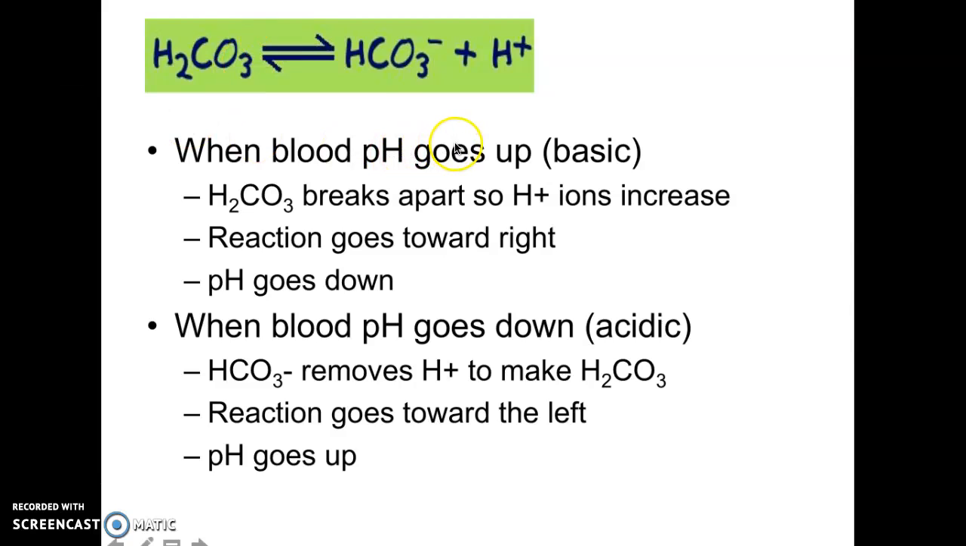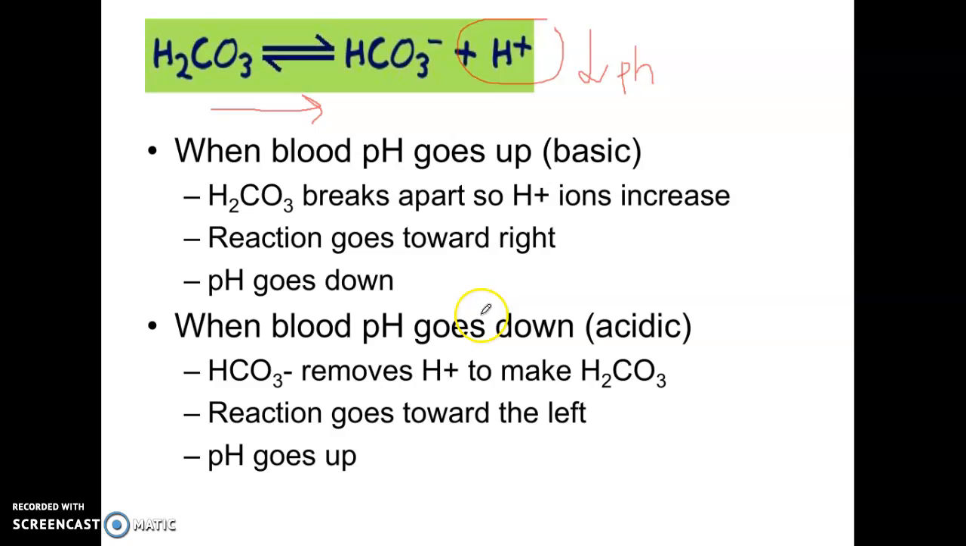So if our blood pH goes up, so the number goes up, it's considered more basic. What's going to happen is the carbonic acid is going to break apart, so the hydrogen ions will increase. And when the hydrogen ions increase, we're making this reaction go to the right. So we are moving to the right when we have a high base, okay? And when we release this hydrogen, our pH is going down, bringing us back down to neutral.